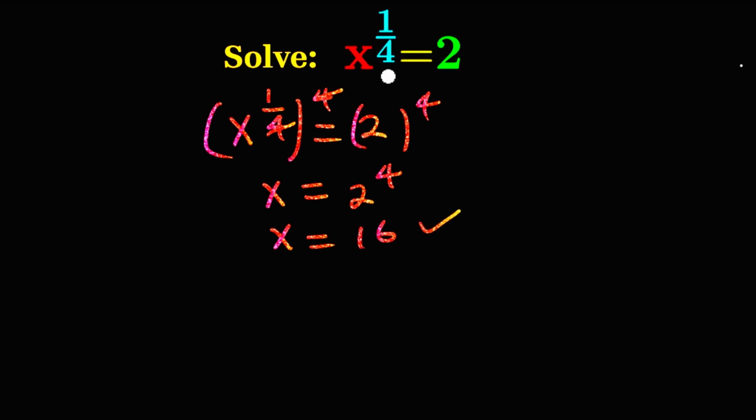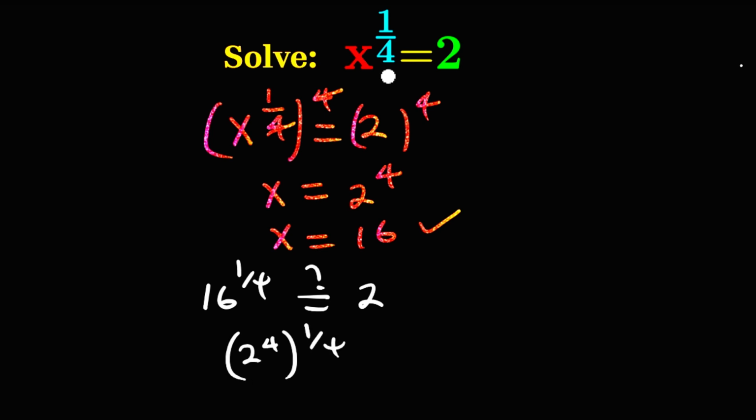But then let us check if the solution is true. So we have x raised to the power 1 over 4, so that is 16 raised to the power 1 over 4, and we want to check if that is equal to 2. So we can write 16 as 2 raised to the power 4, and the whole of that is raised to the power 1 over 4, and we check if that will give us 2. So 4 and 4 will cancel, so we have 2 raised to the power 1, which is actually equal to 2, meaning our solution is true.